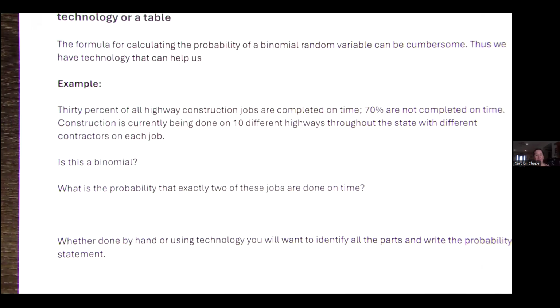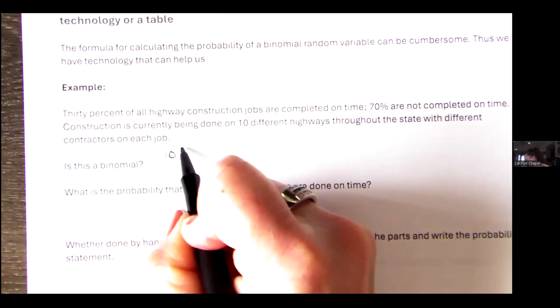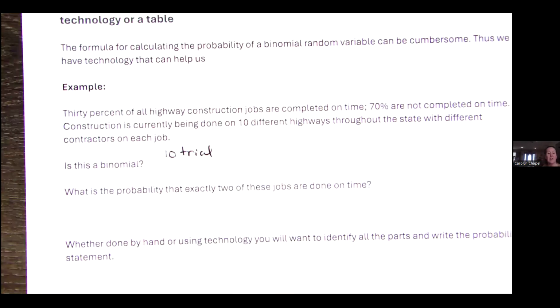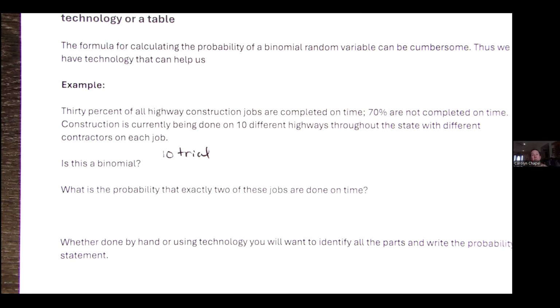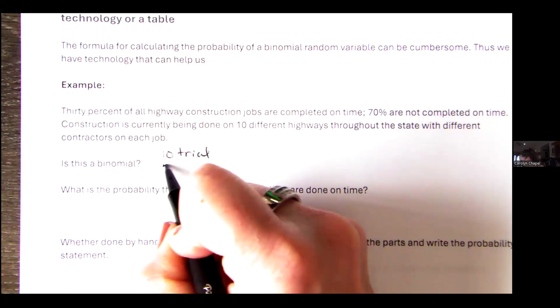70% are not completed on time. Construction is currently being done on 10 different highways throughout the state with different contractors on each job. Is this a binomial? Well, let's see. Do we have a fixed number of trials? Yes, we have 10 trials. Each job could be considered a trial. Do these have two outcomes? Yes, either the job is going to get done on time or it's not done on time. So two outcomes is a check.